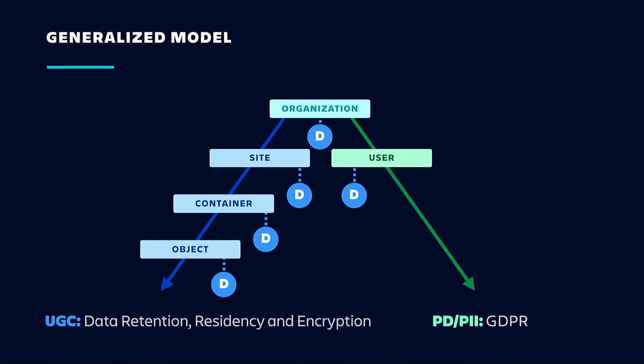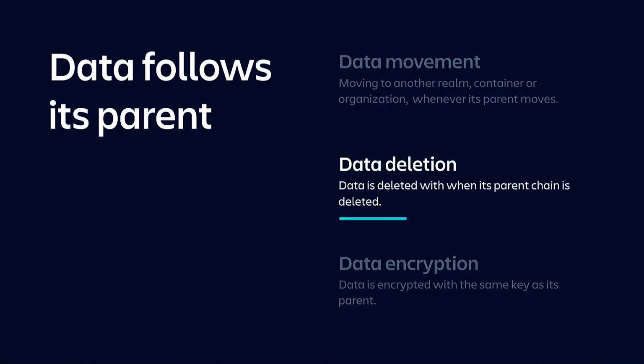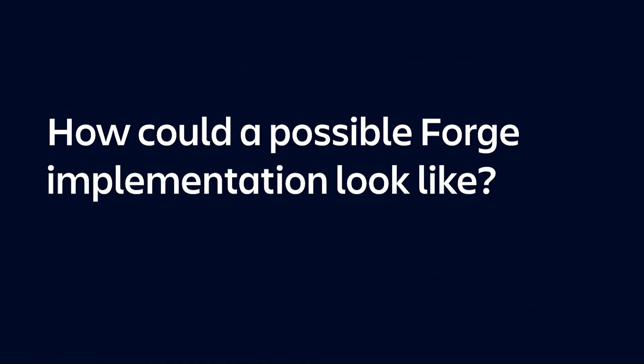And so in this model, we're essentially just following a model where every piece of data created by apps follows the parent that it's attached to. That applies to data movement between regions or even between tenants, deletion, or encryption. Now, how would an actual implementation look like?